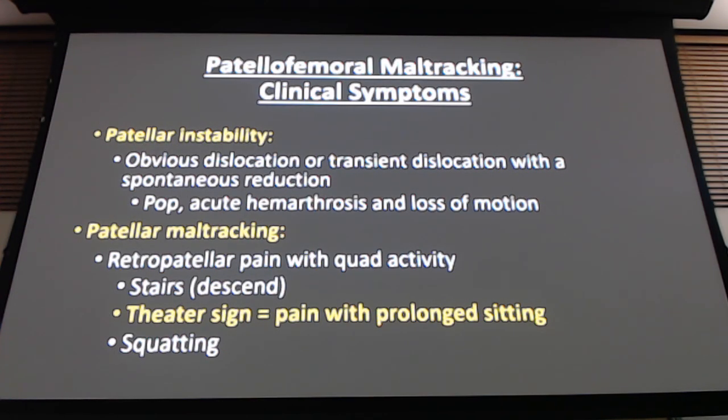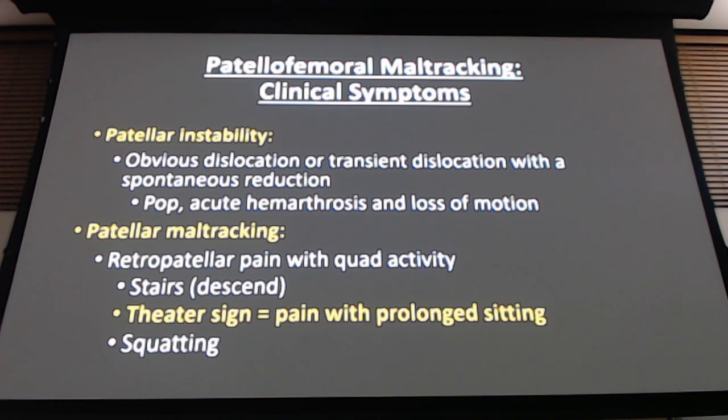Patellar instability. So if they have maltracking, and especially if they have a history of a dislocation, it's not just that it's moving abnormally, but bless you, COVID. It has disrupted the MPFL, so therefore they have instability. So now we're talking about patellar instability at the top there. Obvious dislocation, transient dislocation with a spontaneous reduction. That was what I talked about before. That's self-reduction. Spontaneous reduction is the way you'll document that.